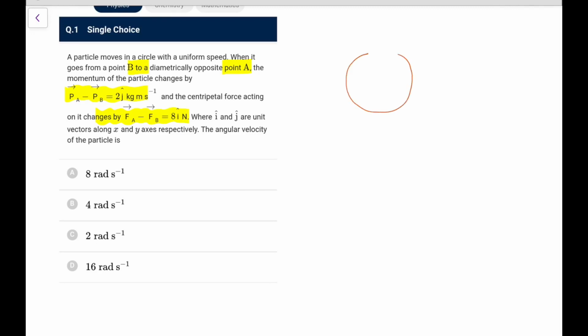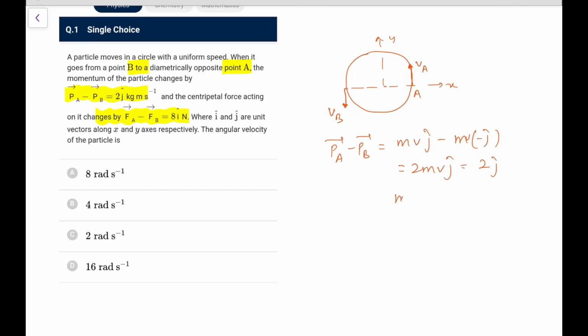So it goes from B to A, and this is 2 j cap. So clearly it suggests if I take the x-axis and y-axis like this, this should be the point A. This is velocity at A, this is velocity at B. Magnitude will be the same at both the points. So if I do PA minus PB, it would be mv j cap minus mv minus j cap, that is 2 mv j cap, and it comes out as 2 j cap. So that means mv is equal to 1. This is the first thing that we got.